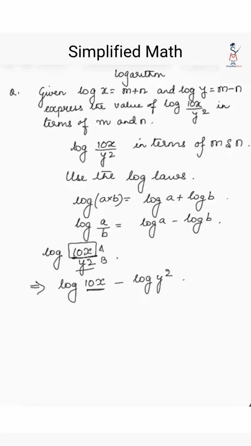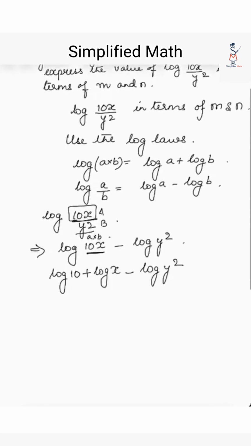Now this is 10x, which means again a into b. So log 10x can be written as log 10 plus log x minus log y square. Fine. Now we know if there is no base given, that means the base is 10. Always remember, if the base of the log is not given, the base is 10. And we know log of any number to the same base is always 1. So here log 10 and the base is also 10.